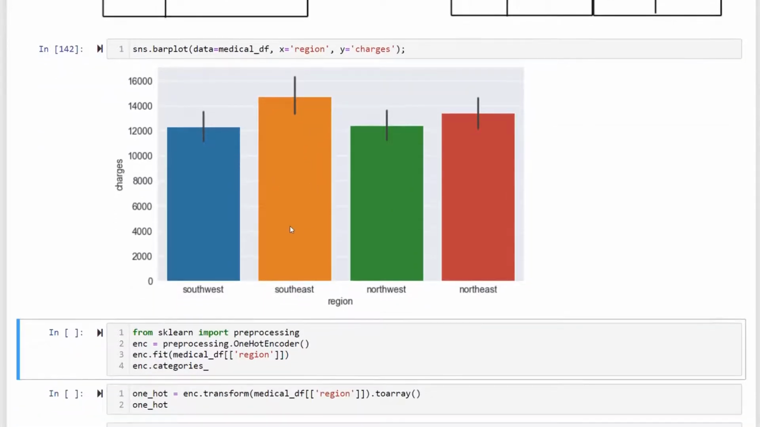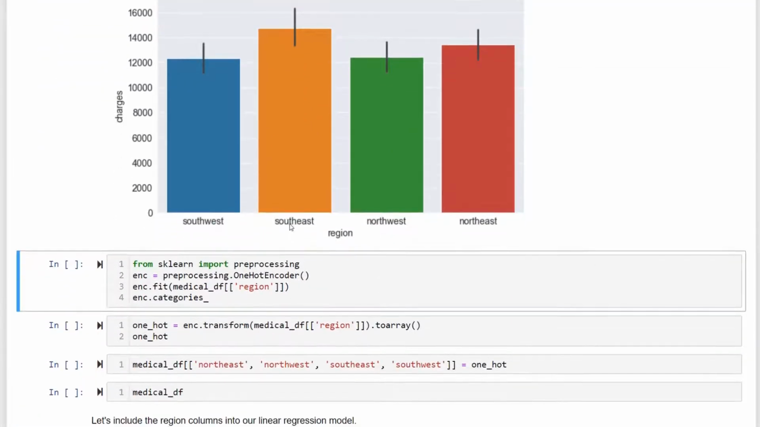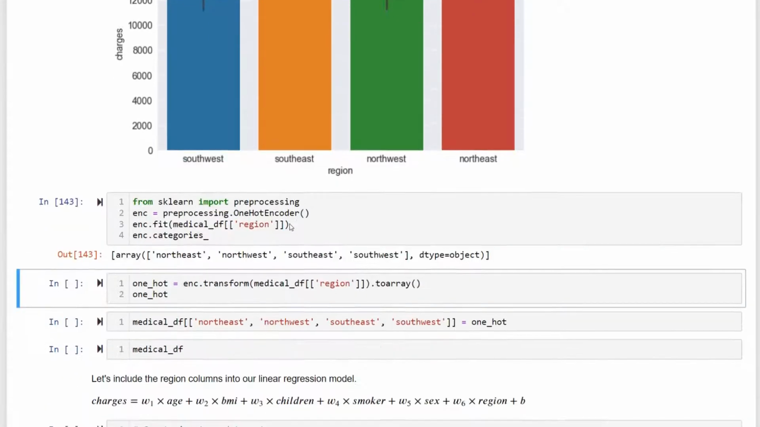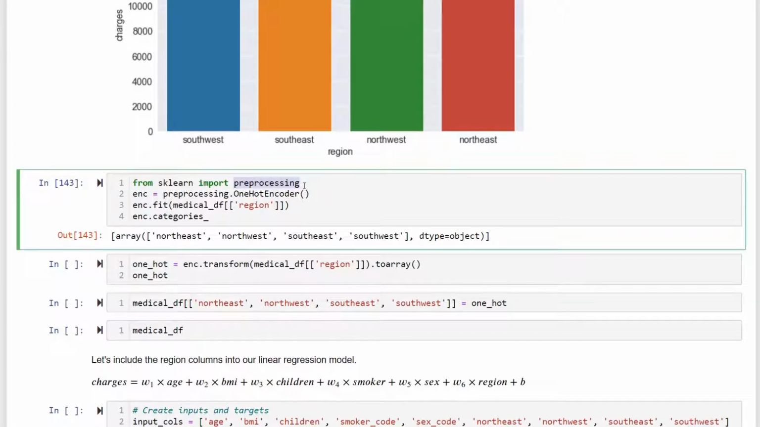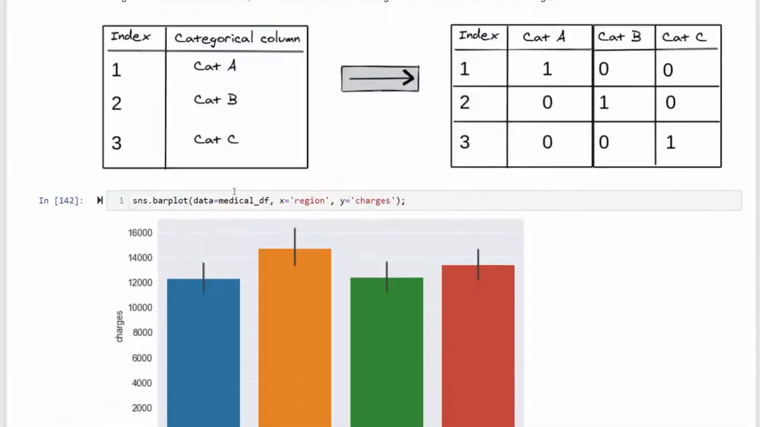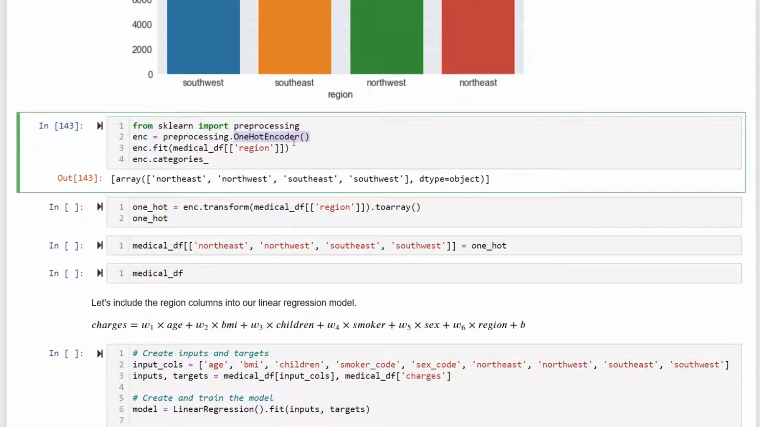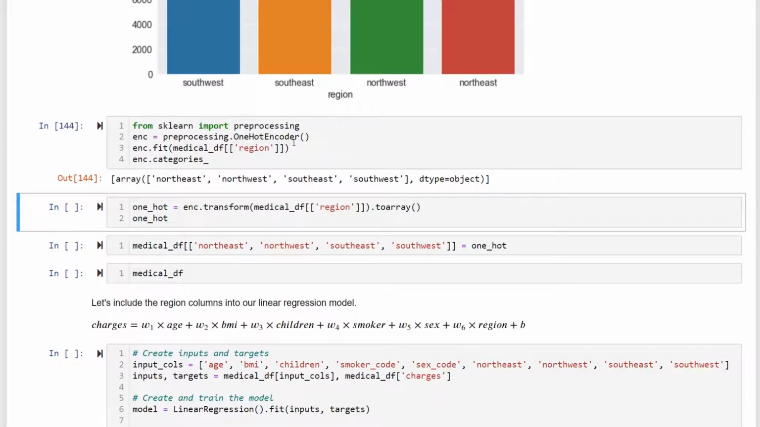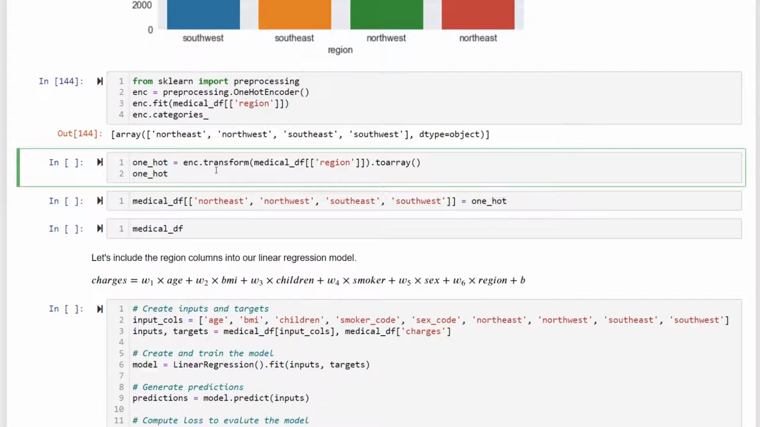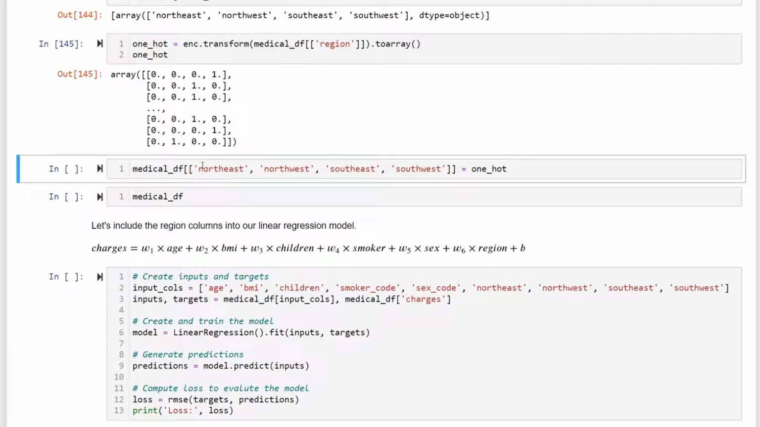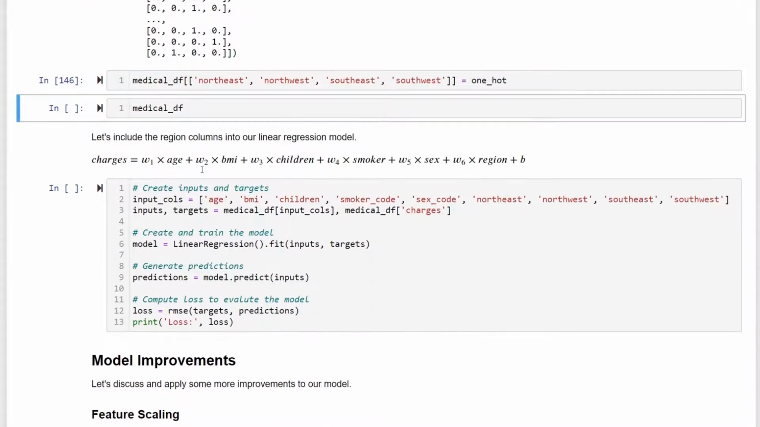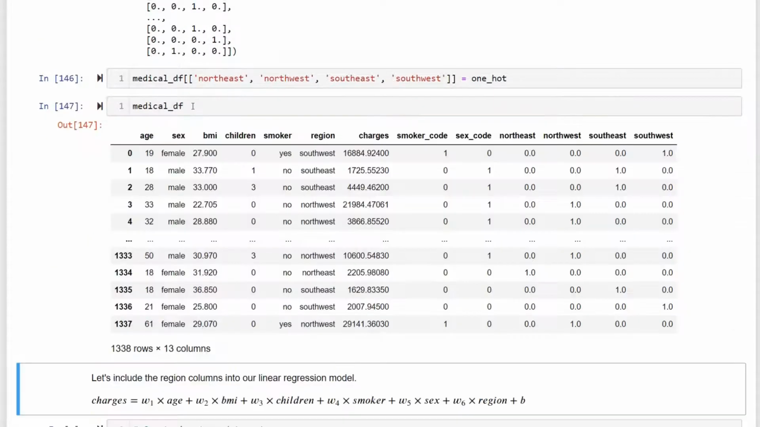The regions with the charges, and I'm going to perform the one-hot encoding with the regions. We have the southwest, southeast, northwest and northeast regions. I'm going to import the preprocessing and the one-hot encoder. One-hot encoder is a technique I have mentioned, and we don't do it manually; there is a preprocessing technique to use this one-hot encoder. Let me import that, transform the medical DF, and create new columns for one-hot encoding, and that's done.